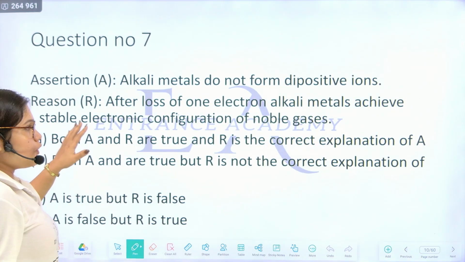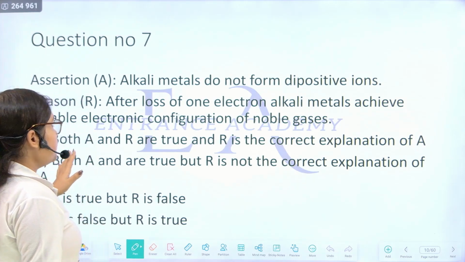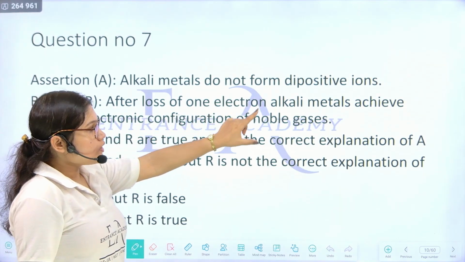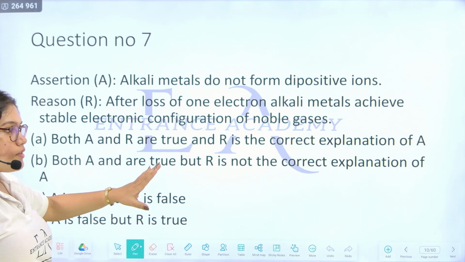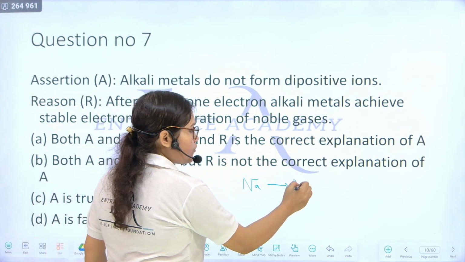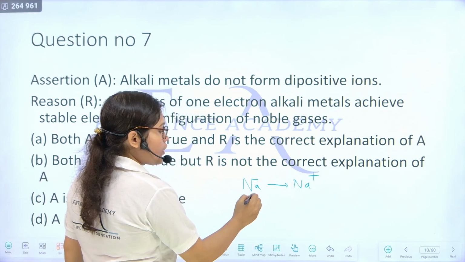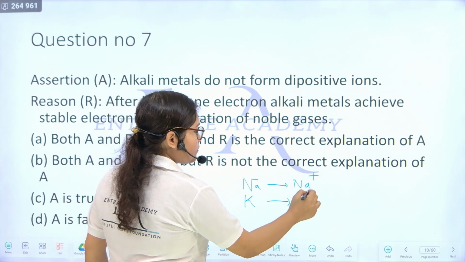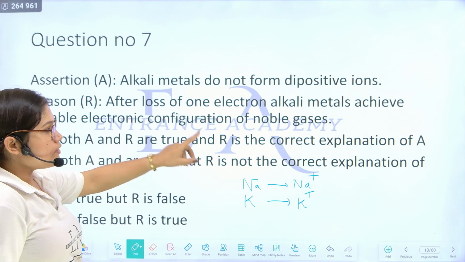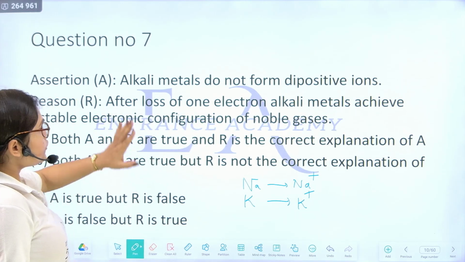This one is the most important type of question, assertion-reason type questions. Assertion: alkali metals do not form dipositive ions. Alkali metals, for example, sodium. The ion of sodium is Na plus, and of potassium, K plus. These are alkali metals, so they do not form dipositive ions. That is true. The assertion is true.